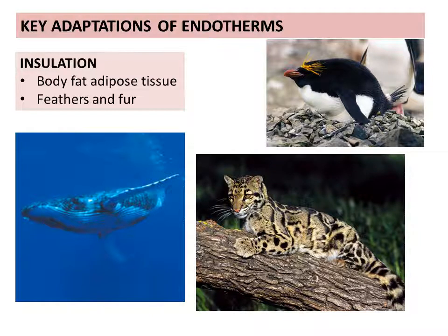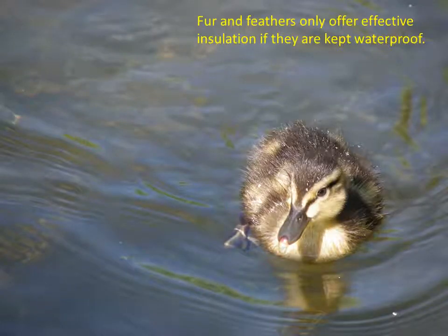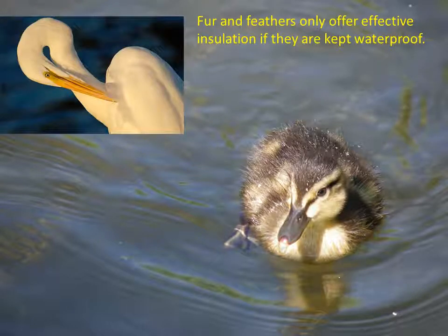The other possibility is feathers and fur. So we've got examples there with the bird and obviously with the cat. So mammals have a lot of fur, but obviously birds have feathers. And fur and feathers will only be effective as insulators if they're kept waterproof. So we've got the feathers here on both of these birds, and what they will do is they will be secreting oils from the skin beneath, and those oils will coat the feathers and give them a waterproof coating.